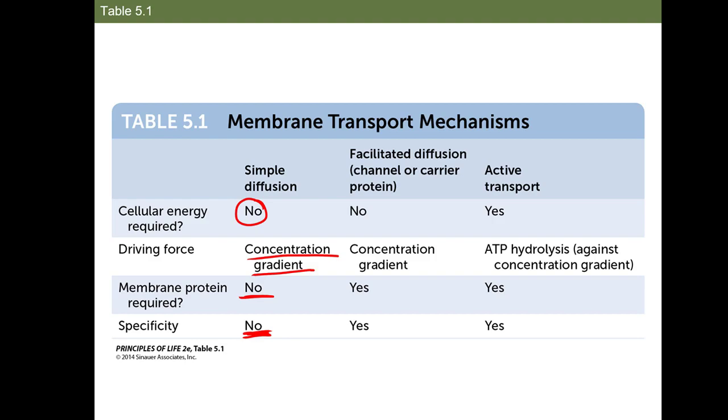Facilitated diffusion. This is through a channel or carrier protein. Cellular energy required? No. The driving force is the concentration gradient again. It's going down the concentration gradient. Membrane protein required? Yes. Specificity? Yes. It only works for one.